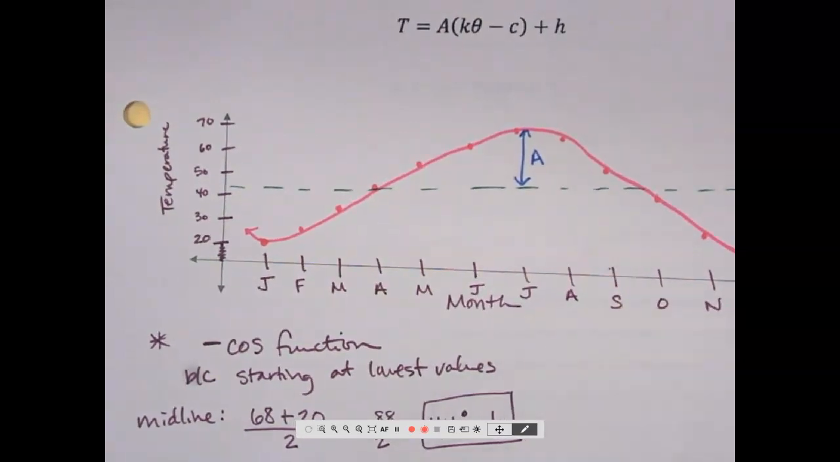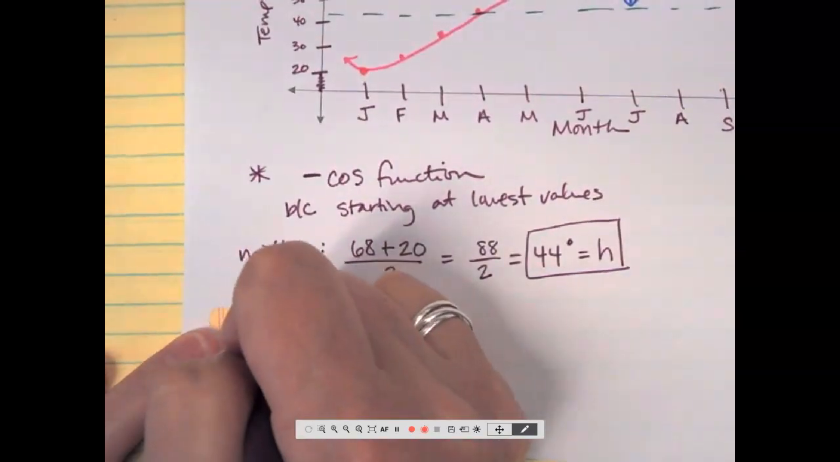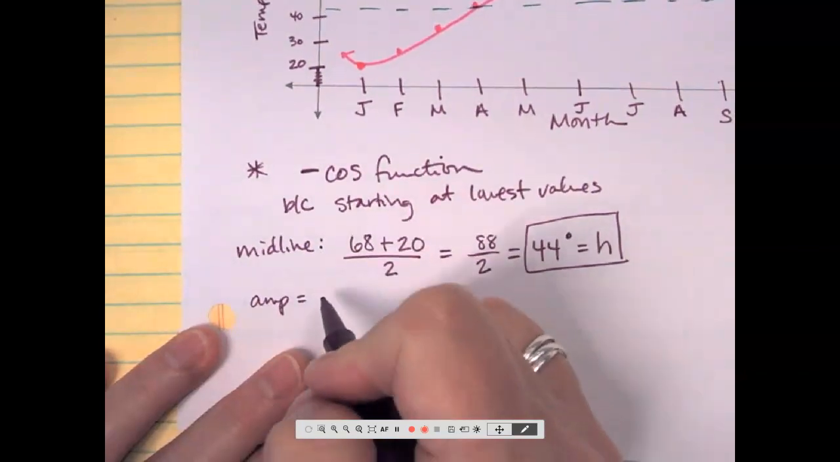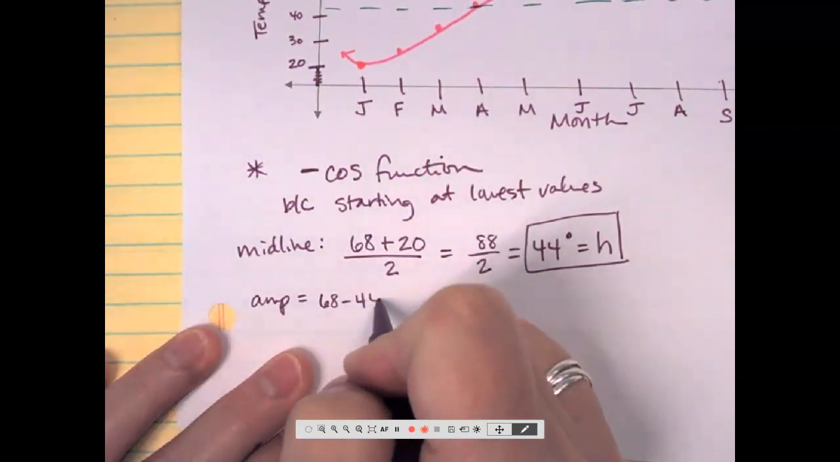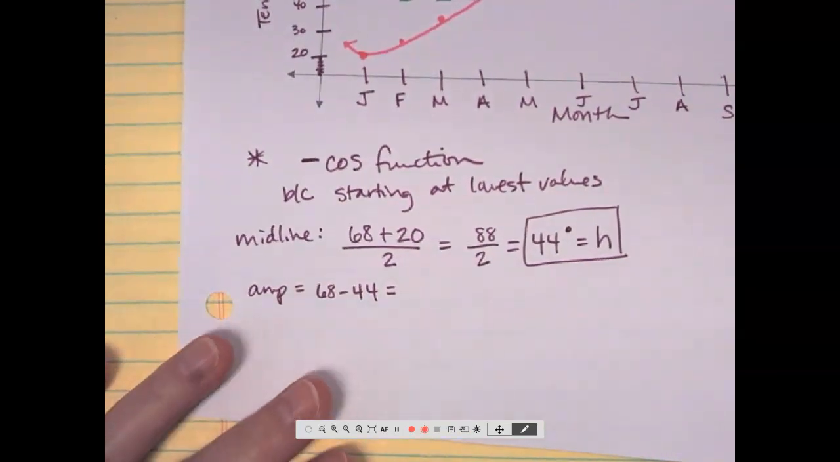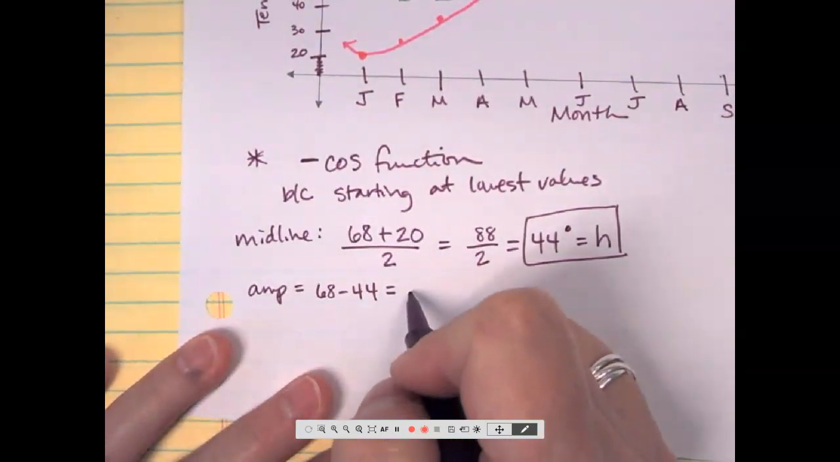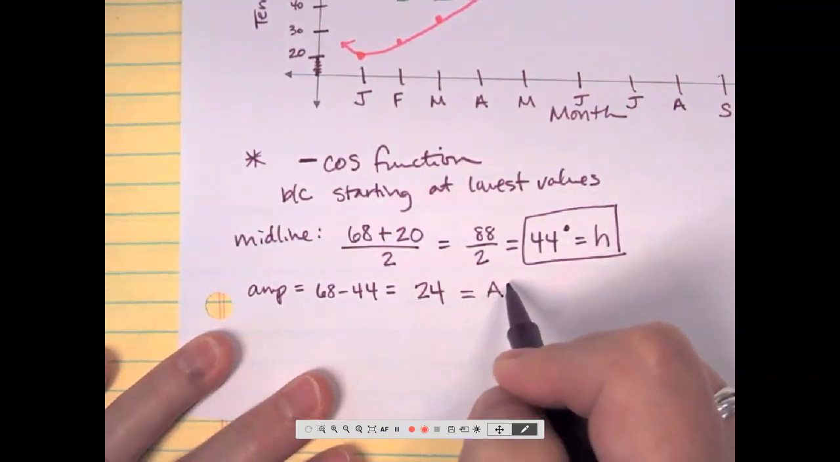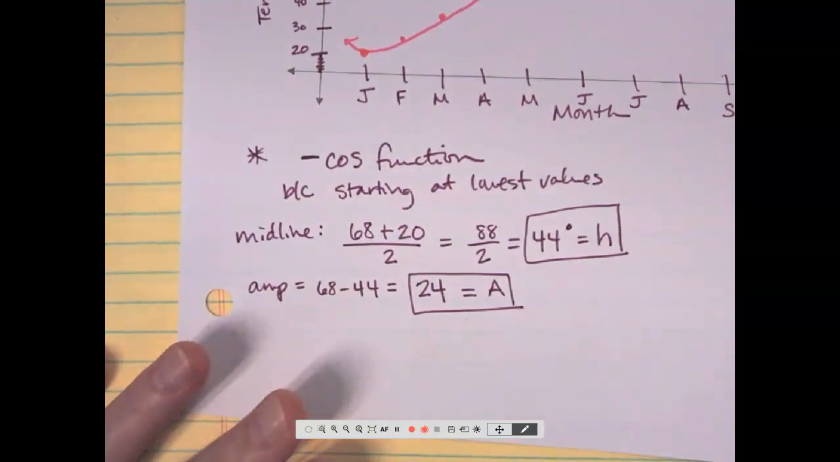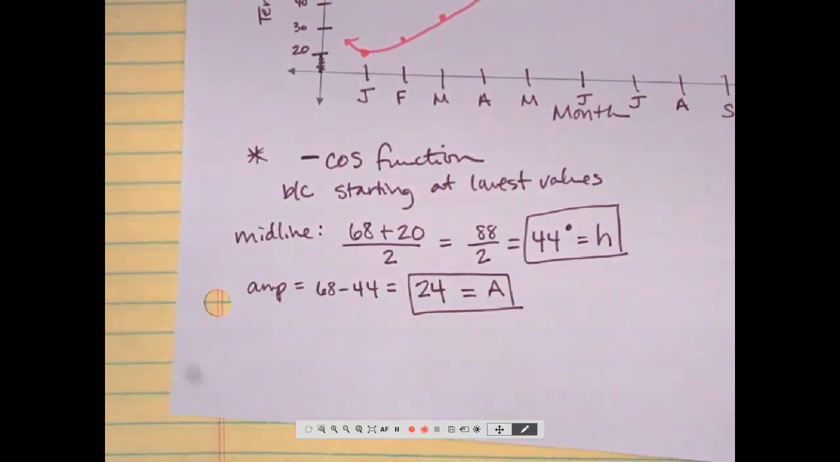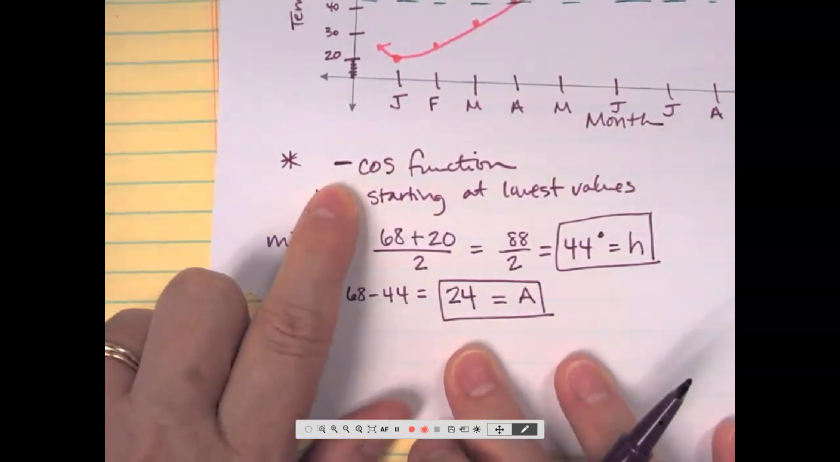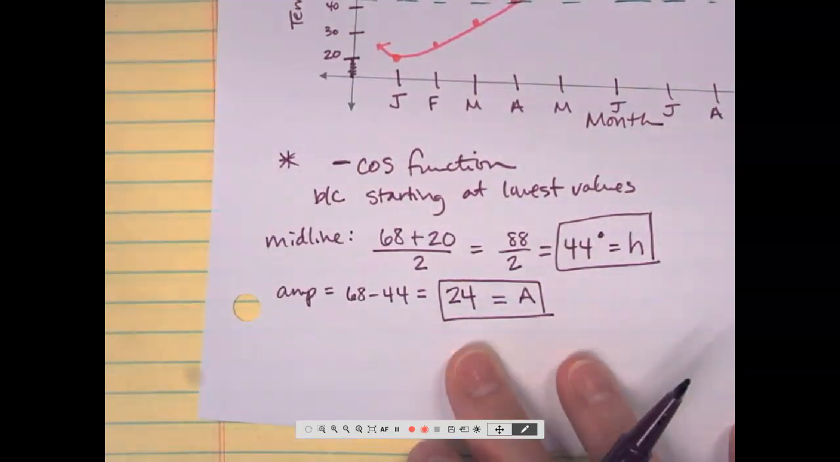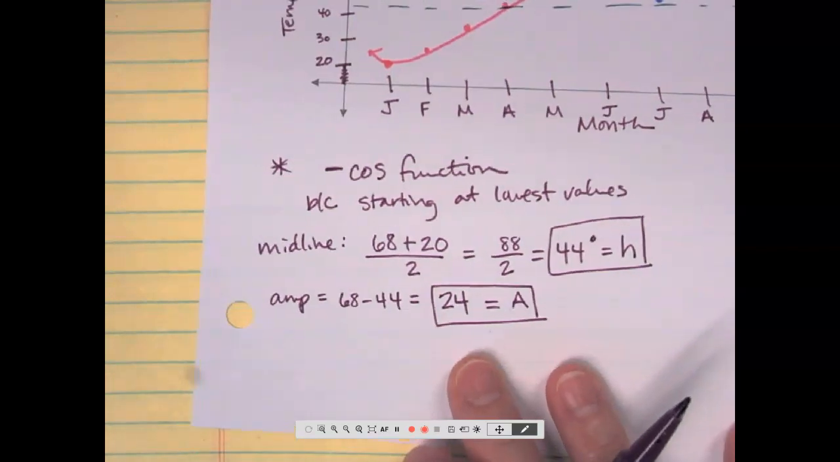Okay, so take your highest. Amplitude equals the highest, which was 68. Subtract that midline, which was 44, and that will give me 24 for the amplitude. That's A. Okay, so I have A and I have H. I just have to find K and C, and we're done. And in addition to using 24 out front, remember I am going to make it a negative because it's starting at a low point, not a high point like cosine normally would.